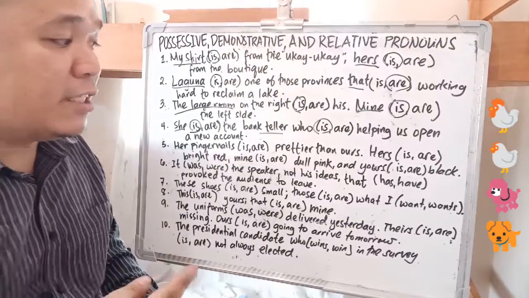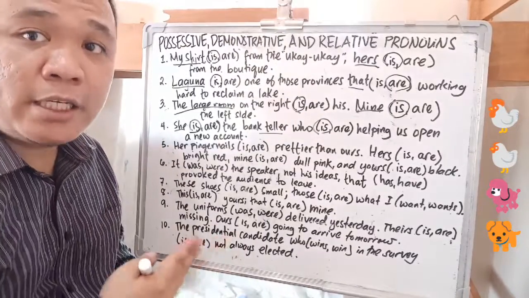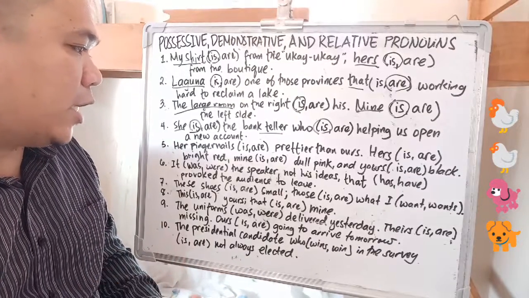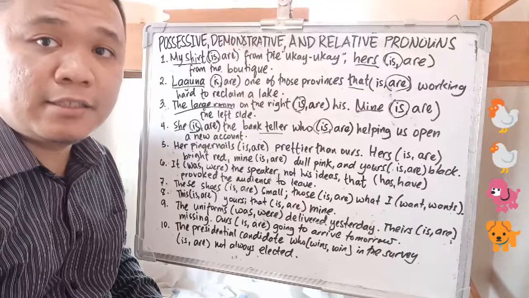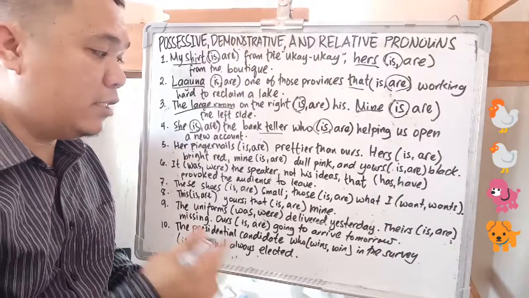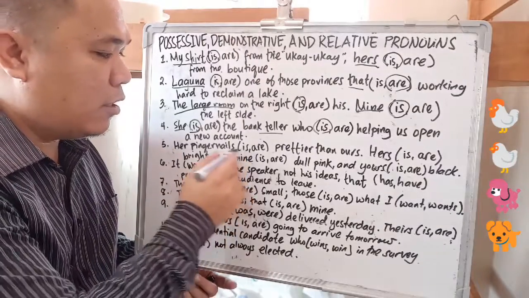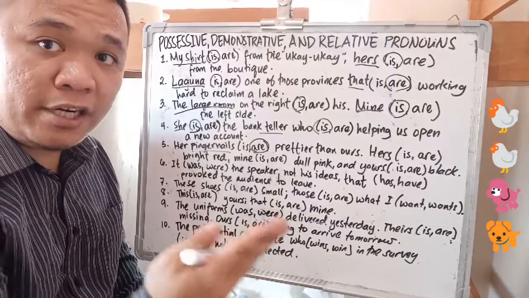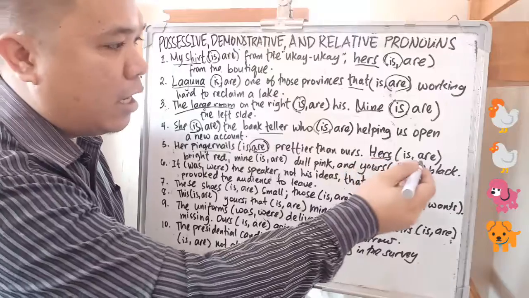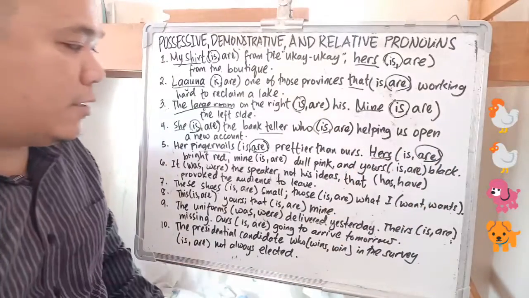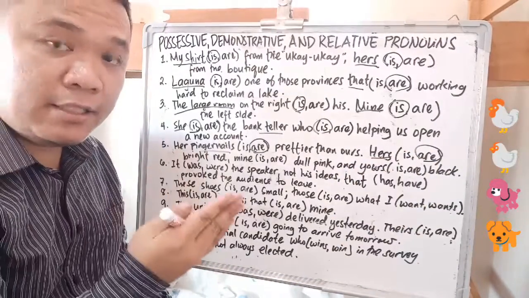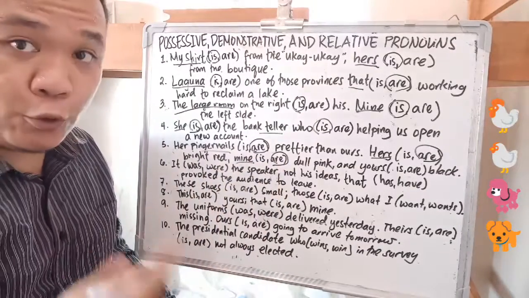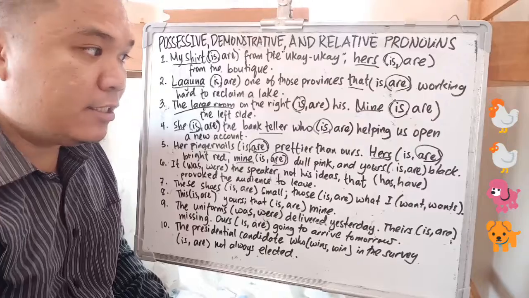Number 5, her fingernails. If you look at it, the rest of the sets of verbs are actually referring back to the fingernails. So her fingernails, plural, are prettier than ours. Hers, or her fingernails, are bright red. Mine, or my fingernails, are dull pink. Yours, or your fingernails, are black.